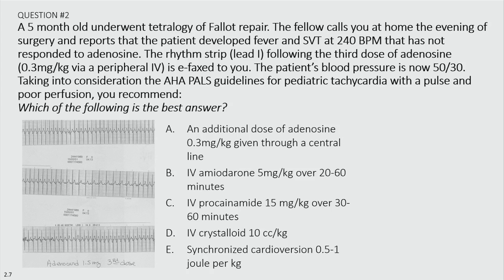A, an additional dose of adenosine of 0.3 milligrams per kilo given through a central line. B, IV amiodarone at a dose of 5 milligrams per kilo over 20 to 60 minutes. C, IV procainamide, 15 milligrams per kilo over 30 to 60 minutes. D, IV crystalloid of 10 cc's per kilo. E, synchronized cardioversion 0.5 to 1 joules per kilo. Please look at the effect of adenosine on this rhythm strip, and based on that, choose your answer.